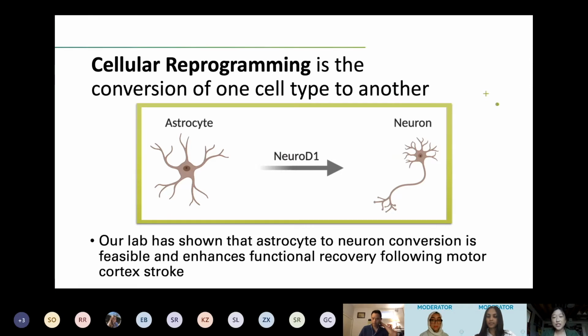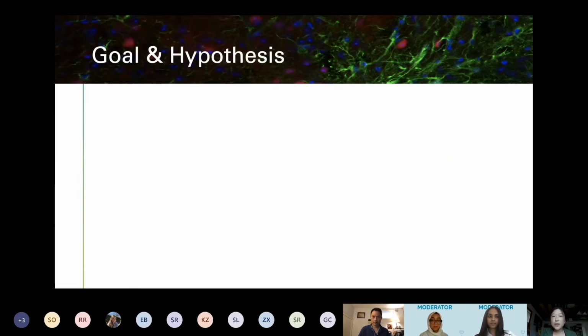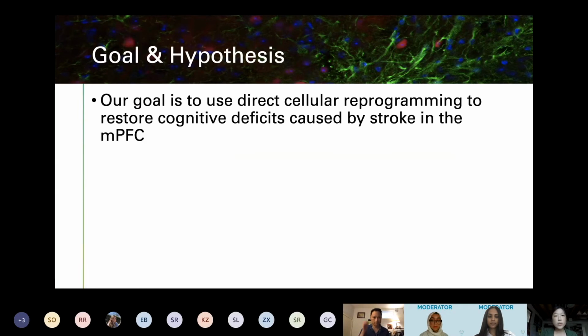Our lab has actually shown this exact method in the motor cortex, which is another area of the brain, and we have shown that this conversion does work and it does enhance functional recovery following motor cortex stroke. So now we want to do the same thing, but in the medial prefrontal cortex. We want to use direct cellular reprogramming and see if the cognitive deficits caused by stroke can be restored.